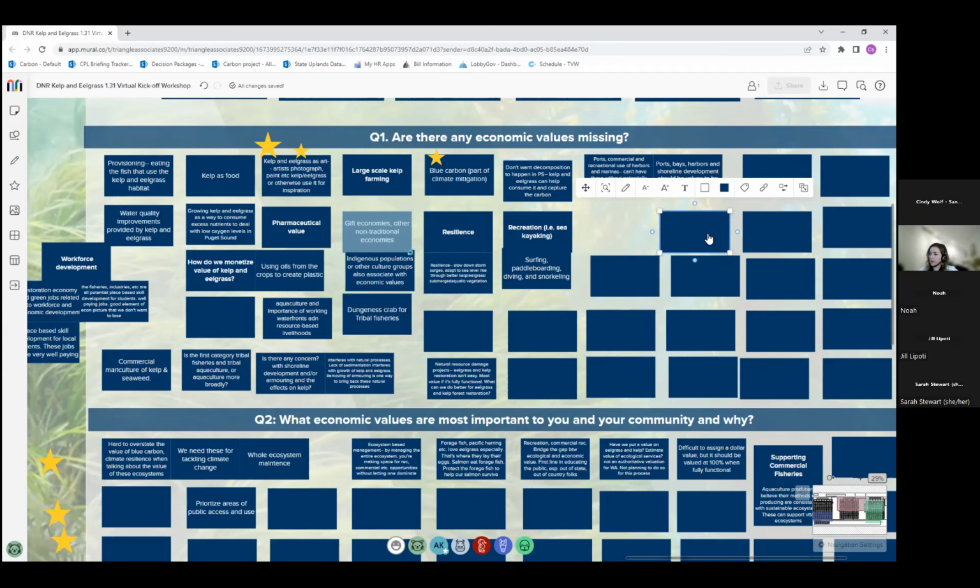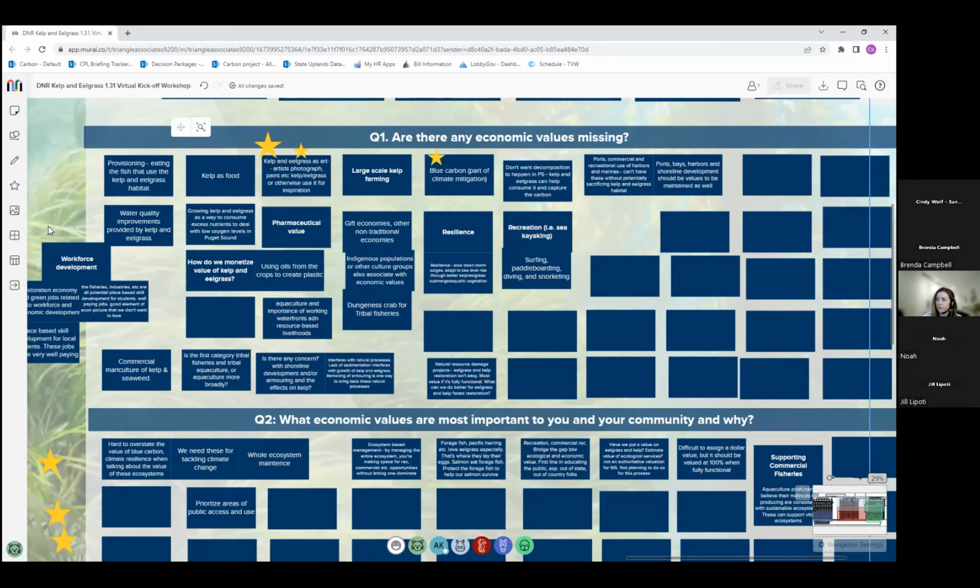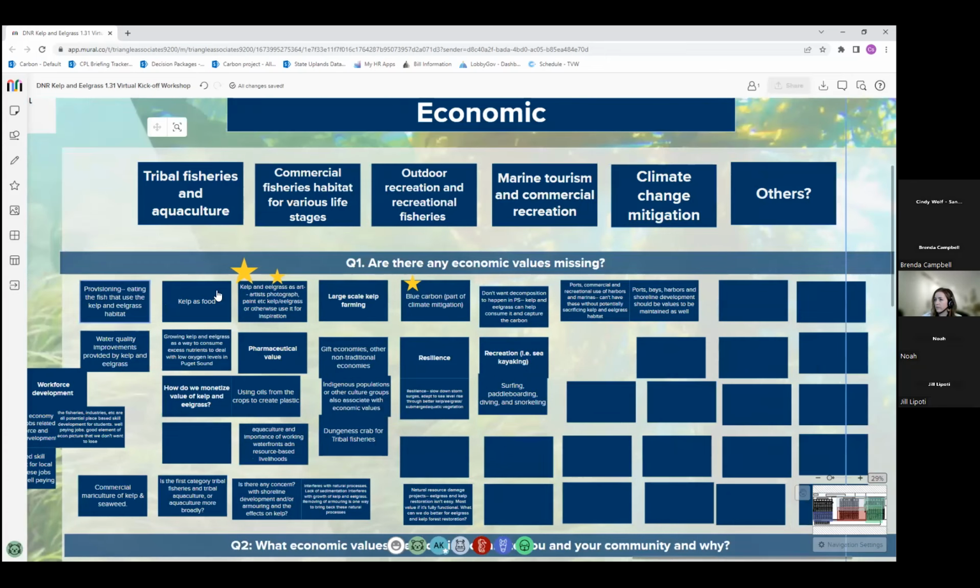Okay, so we'll connect some of these over here. Great, and then I see Cindy's hand up. Hi, and I just came in, so I can't see what economic values were on the original definitions. Oh, sure. We can scroll up for a moment for you. Okay, that'd be good. All right, tropical fisheries.